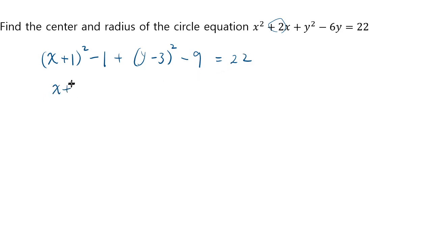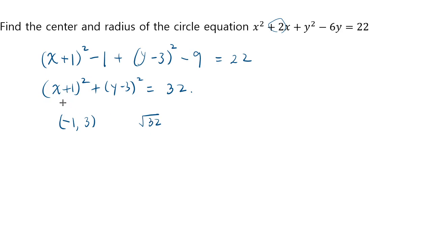And you write it as (x plus 1) squared plus (y minus 3) squared, and then negative 1 and negative 9 will move to the right side, which will give you 32. Then we have the center would be (negative 1, positive 3), and the radius would be the square root of 32.